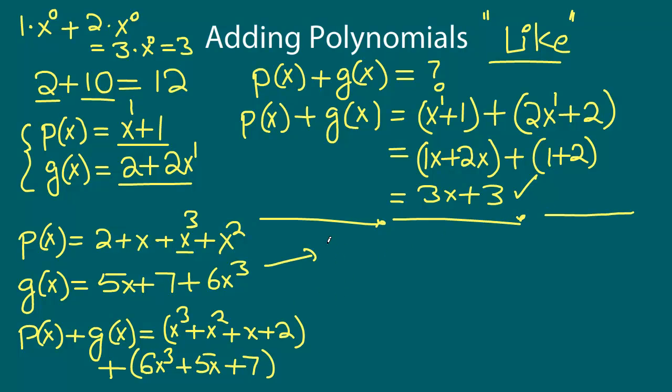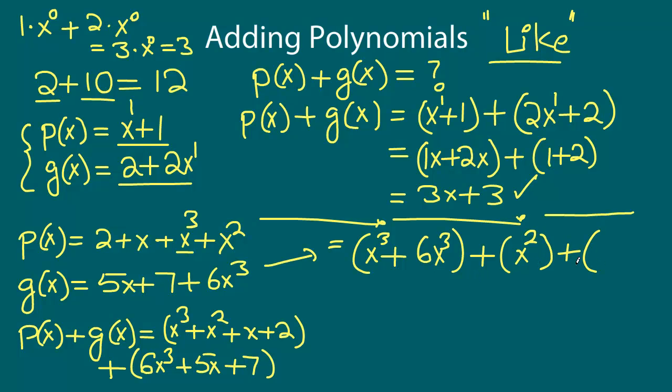Now if you look at these terms, which are the like terms? x cubed and x cubed, right? So we want to do it like this: x cubed plus 6x cubed. Next we have x squared here, but there are no x squared terms here, so we don't have anything to add to this. We will leave it the way it is, right? Then we have the x term. We have an x over here, and we have 5x. So we write it like this.